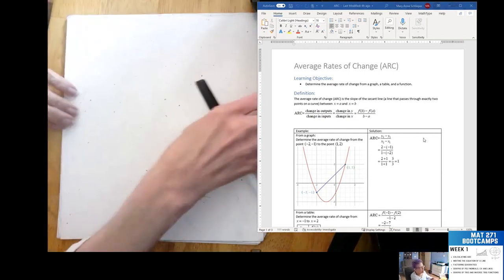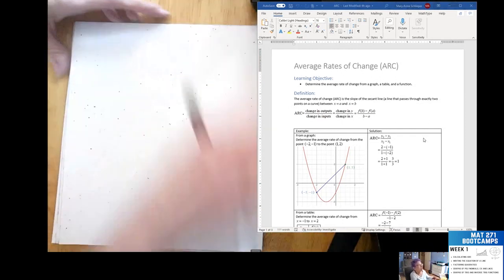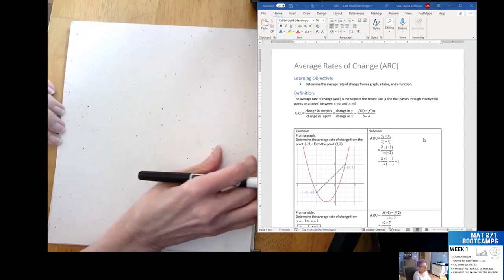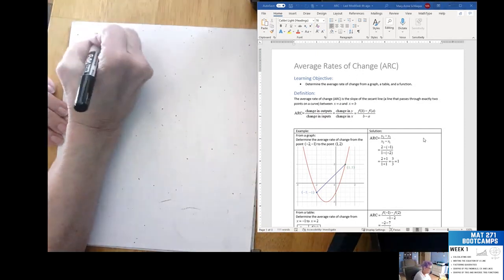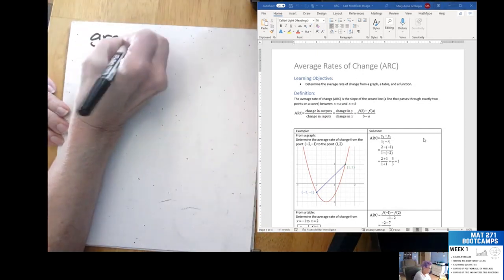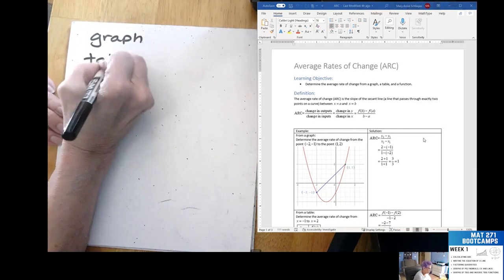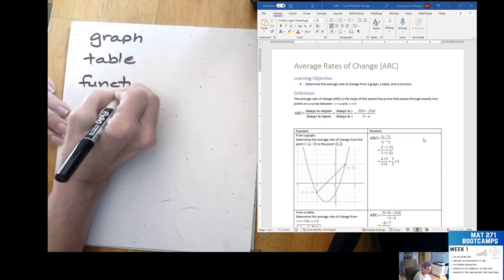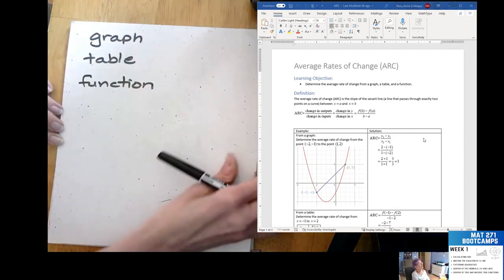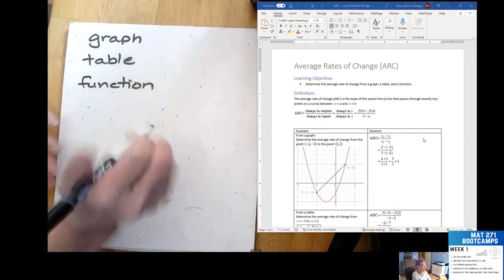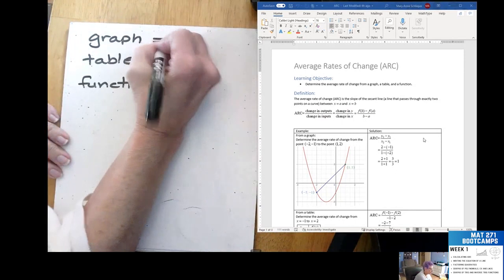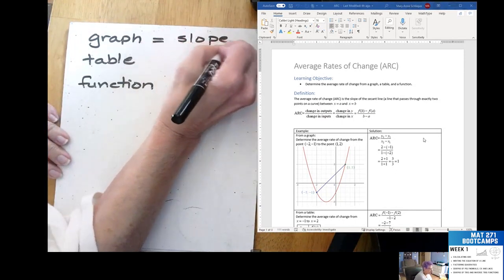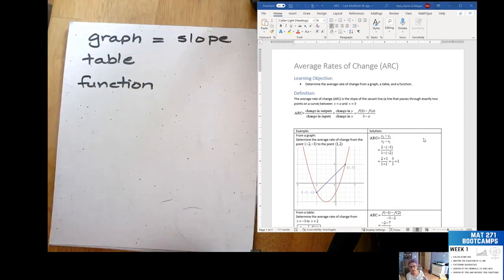So average rates of change, you should be able to calculate the average rate of change from a graph, from a table, or just given a function. When you have a graph, the average rate of change is the same thing as the slope of the line connecting the dots.